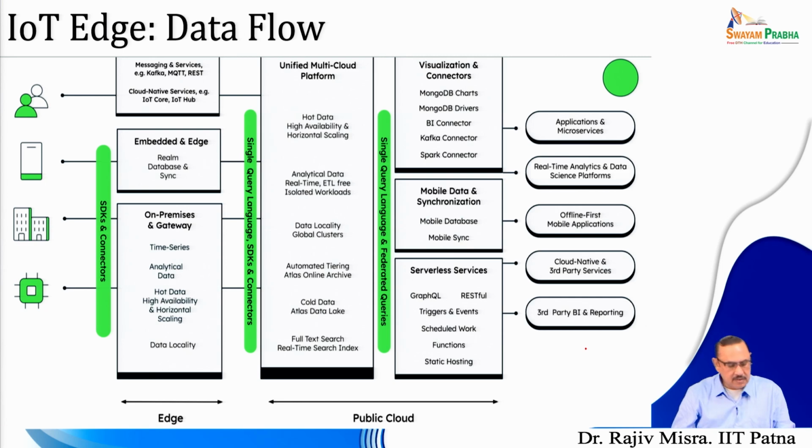So, let us see the edge part. The edge contains various types of protocol support. Some of them are listed over here, that is messaging and the services support called Kafka, MQTT, REST APIs, and the cloud native services such as IoT Core or IoT Hub will support all of them, and we do not have to see the intricacies of each and every protocol independently. So, cloud native service for IoT will support all of them, and they will give the messaging and services.